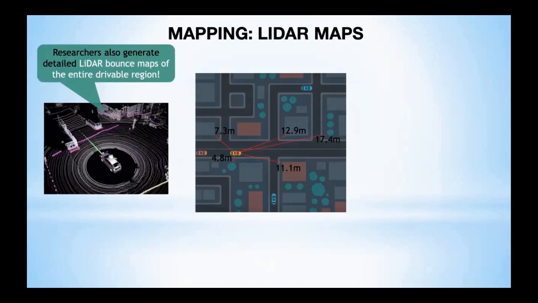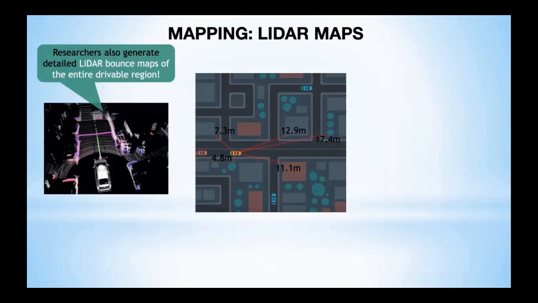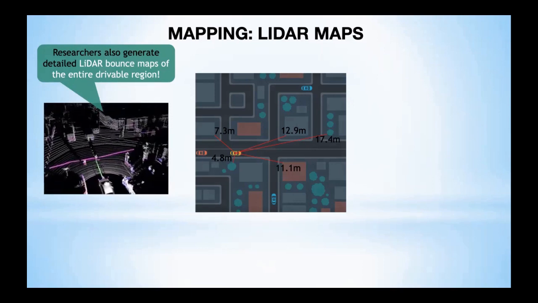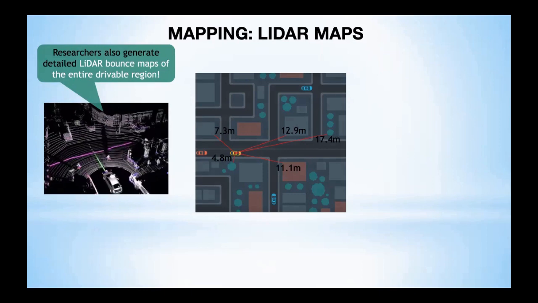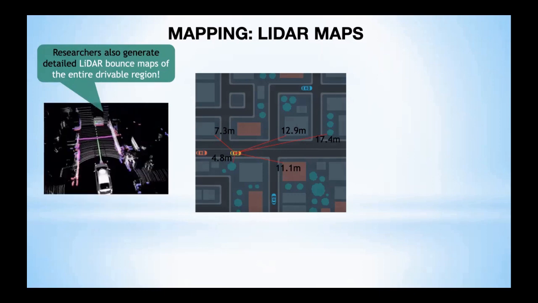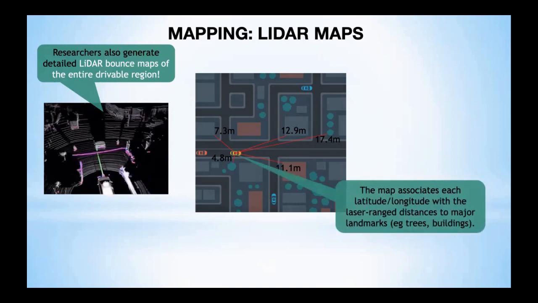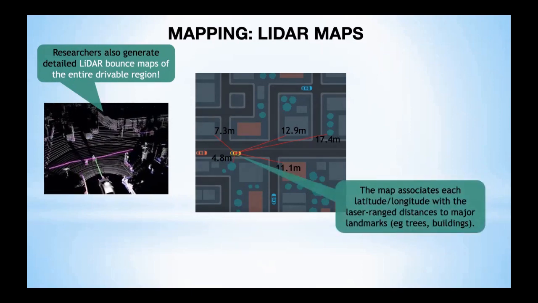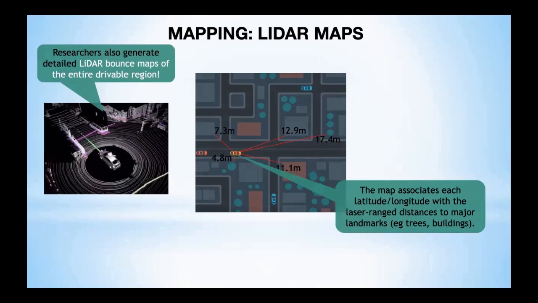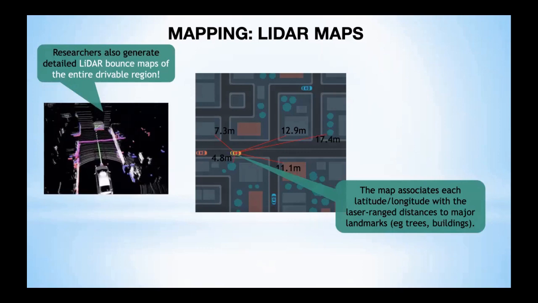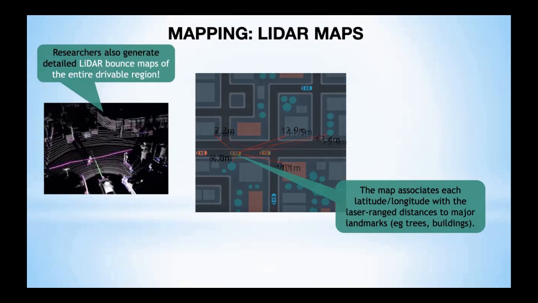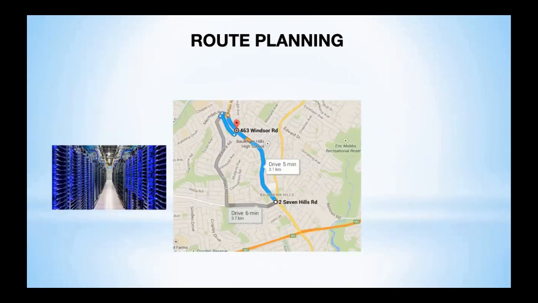These LiDAR maps create a bounce map. And every time a spin takes place, which is approximately 100 times per second, the vehicle is storing this information as the car moves. And it maps these coordinates with the objects that are nearby. Almost all cars use LiDAR or semantic maps, and they create these maps beforehand. And this is why self-driving cars don't take streets or routes that they haven't used before or haven't mapped out yet. Route planning.